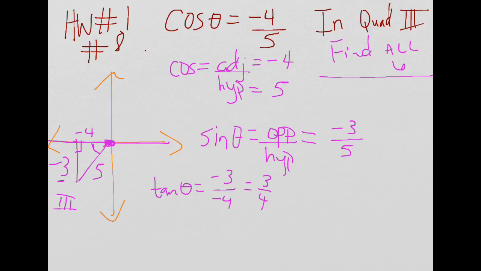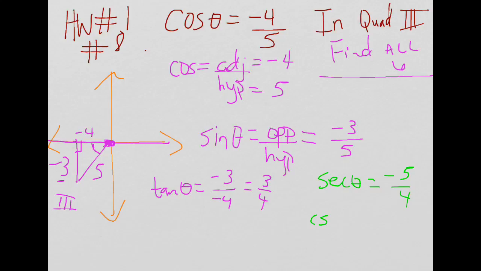Then all you have to do for the other ones is flip them. So the secant theta goes with which? Goes with cosine. Now when we flip it, the reciprocal doesn't change it from negative to positive or from positive to negative. It's still going to be negative, but it's going to be 5 over 4. So it's still going to be negative 5 over 4.